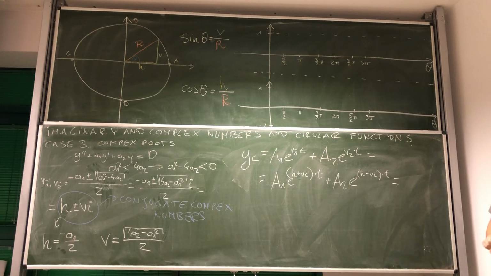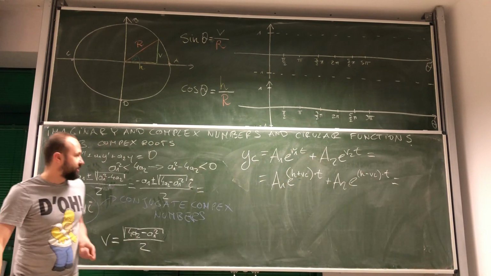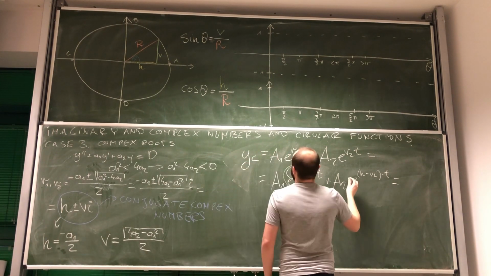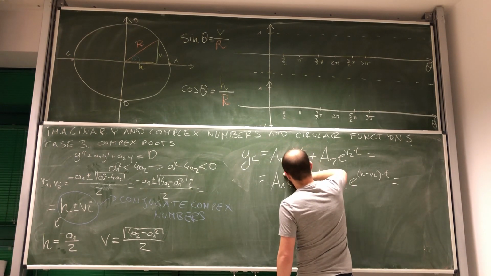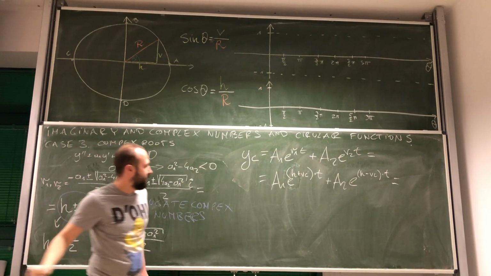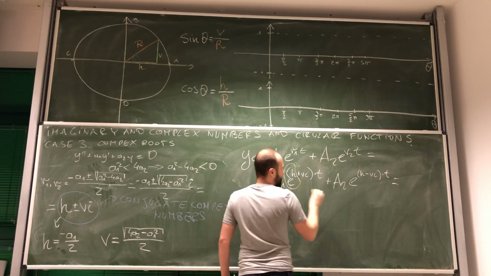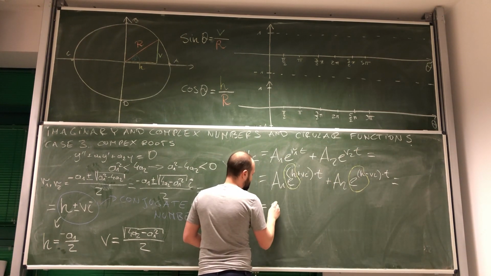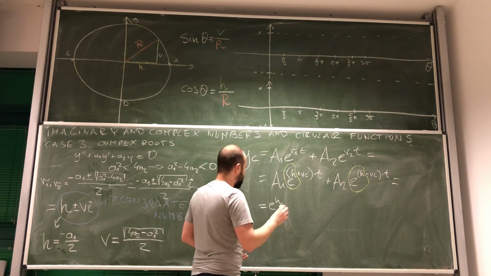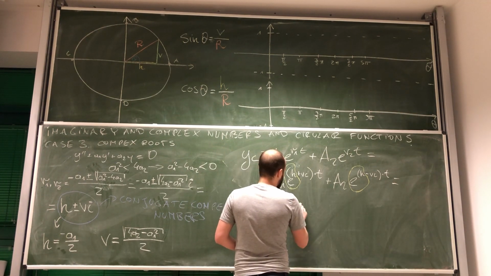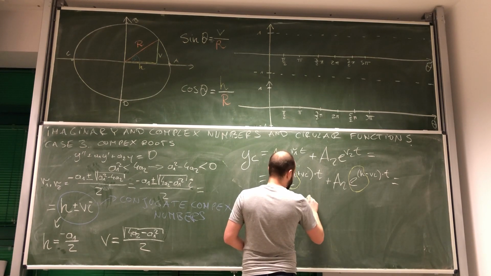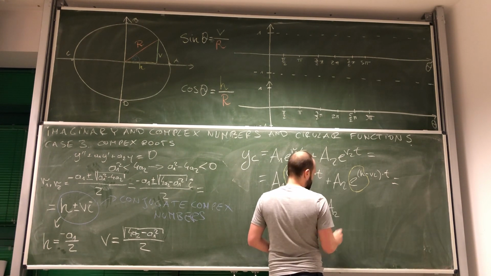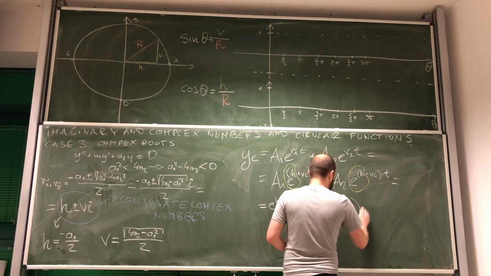But look, both of those expressions have a common part, right? This e to the power of h. I should do it with yellow color, so okay. And so why not take it out of the parentheses? So we get that this is e to the power of h times a1 e to the power vi plus a2 e to the power negative vi.